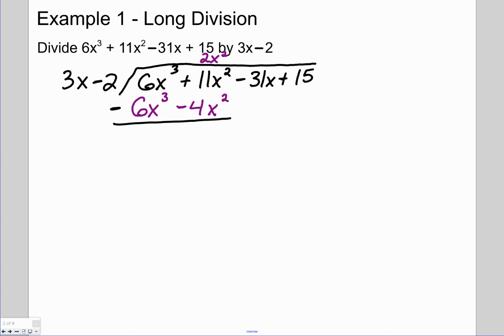So that's gone. So really it comes down to, I know I'm going to have x squared here. What is 11 minus negative 4? So no, because 11 minus a negative is really adding, so it becomes 15x squared. I'm going to pause here. Questions?